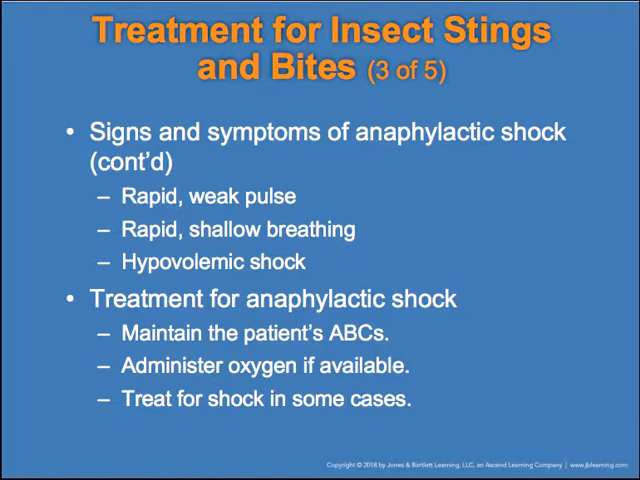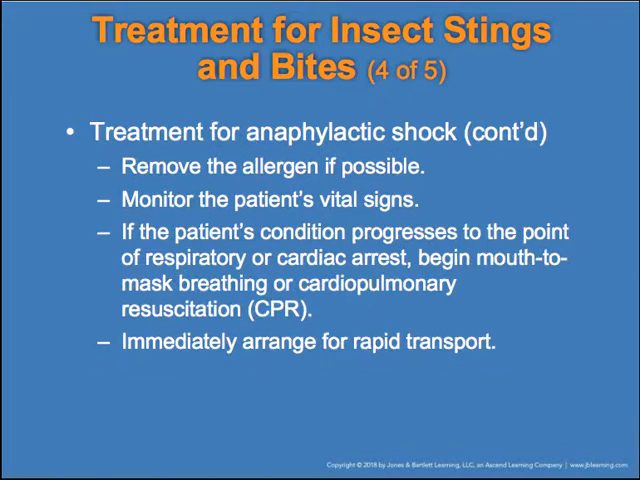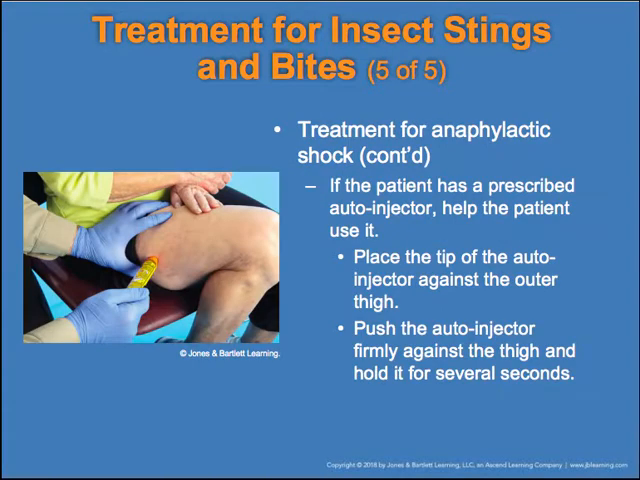Treatment for anaphylaxis, of course, the biggest thing is to maintain those ABCs, right? Administer oxygen whenever you can and treat for shock. Treatment for anaphylactic shock includes removing the allergen if possible and monitoring the patient's vital signs. If the patient's condition progresses to the point of respiratory or cardiac arrest, begin mouth-to-mouth breathing or CPR and immediately arrange for rapid transport.